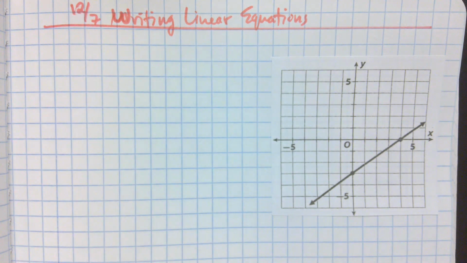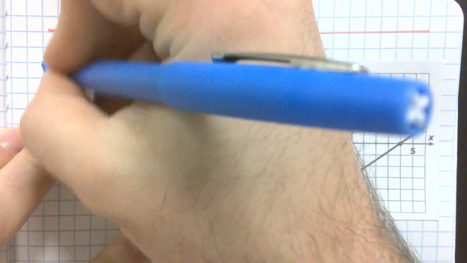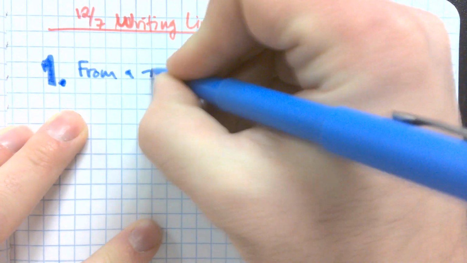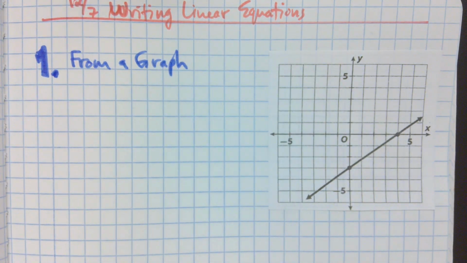So just like we started out yesterday, we're going to write our linear equations first from a graph. So our first little method here that we're going to talk about and review, just like we started out yesterday, is from a graph. And we're going to start this out exactly the same way that we did yesterday. What's the name of our process for finding slope here? Anyone remember? Rise over run. Exactly.